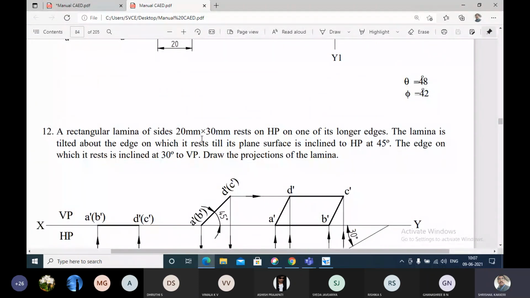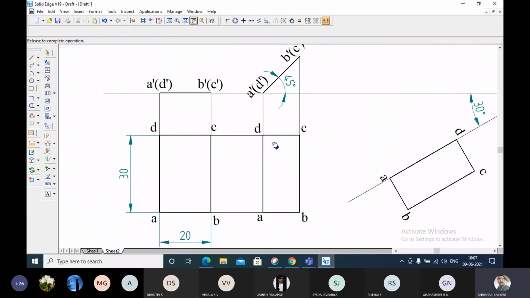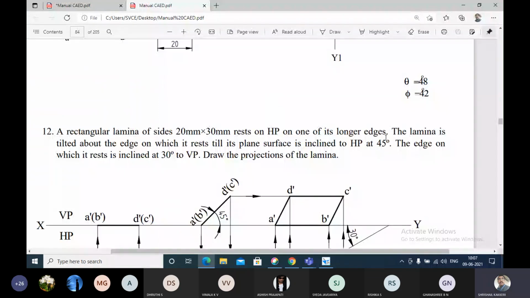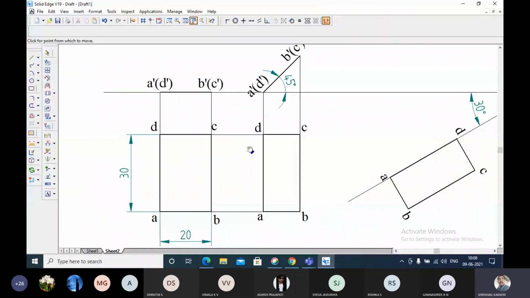A rectangular lamina of sides 20 mm into 30 mm rests on HP on one of its longer edges. Okay, I am satisfied. The lamina is tilted about the edge on which it rests till the plane surface of the lamina is inclined to HP at 45 degree. That means AD is the edge on which it is resting, and the lamina is tilted in such a way that its surface makes an angle of 45 degree. This also I have completed.